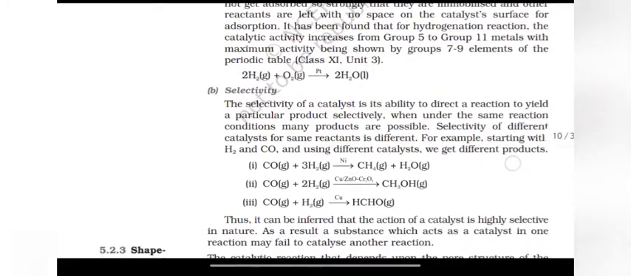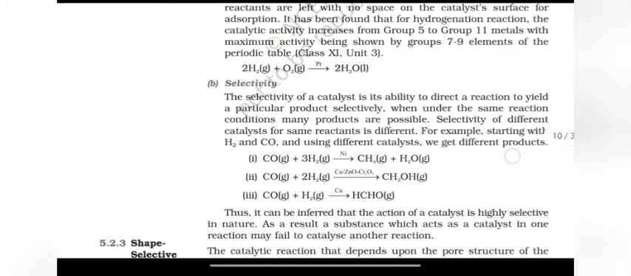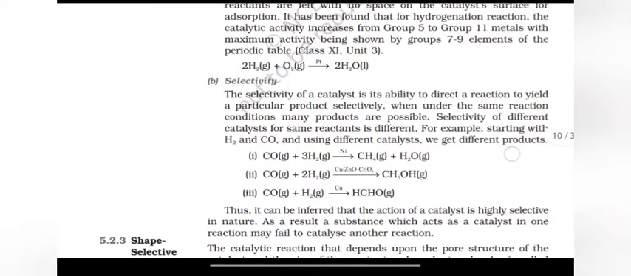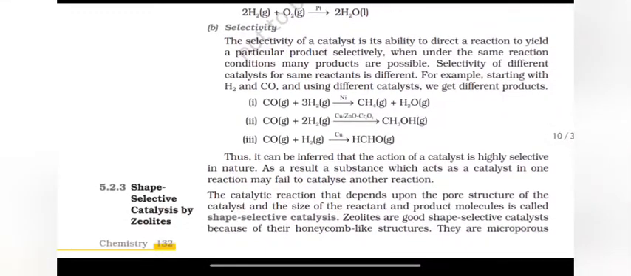It has been found for hydrogenation reactions that the catalytic activity increases from group 5 to group 11 metals, with maximum activity being shown by group 7 to 9 of the periodic table.